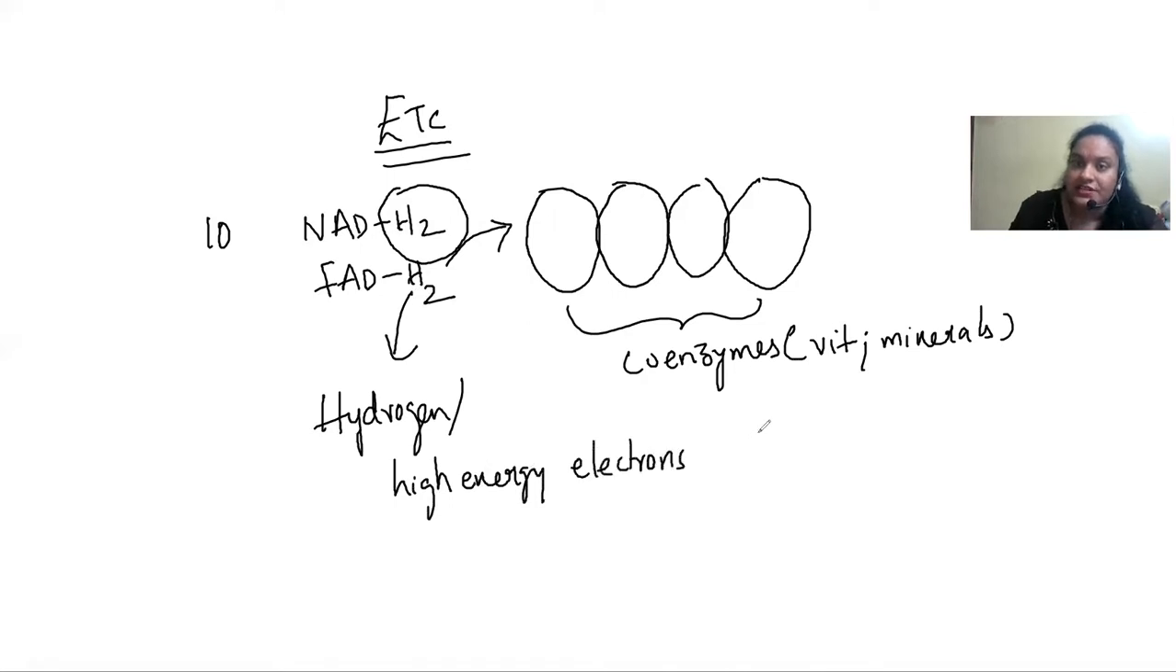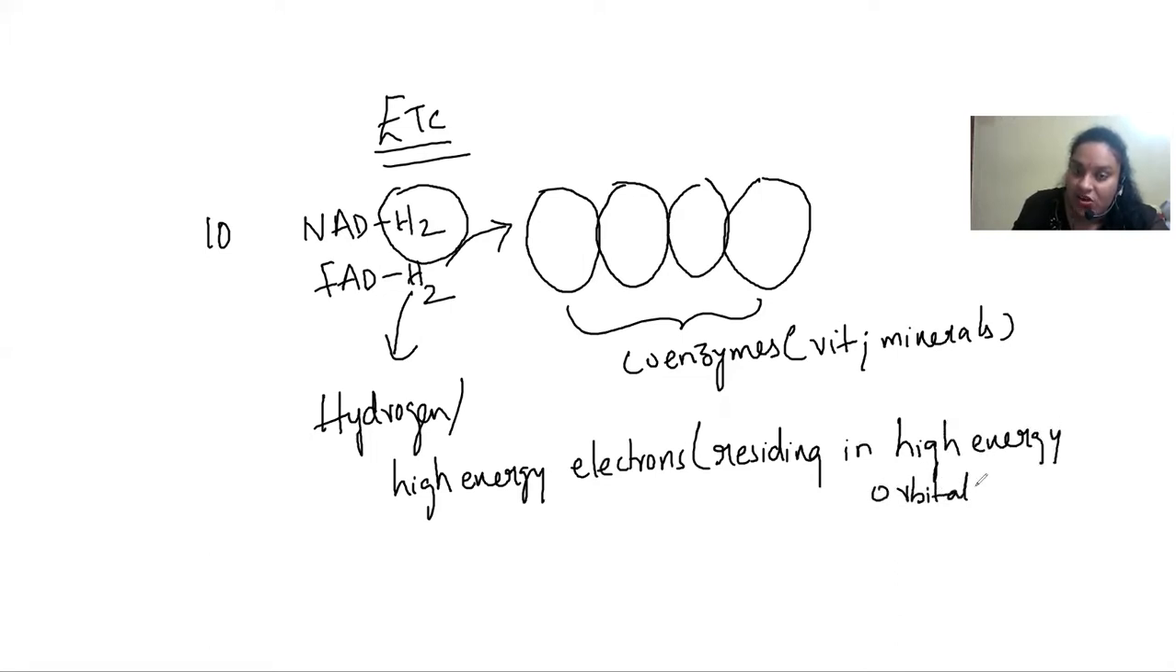Why are they high energy electrons? Because they are residing in the high energy orbitals. They are from the high energy orbitals. Such high energy electrons, or the hydrogens which are with the reduced coenzymes, are going to be transferred to this particular coenzyme, the set of coenzymes. So this will be transferred to this coenzyme.